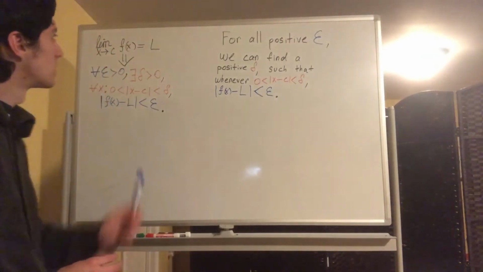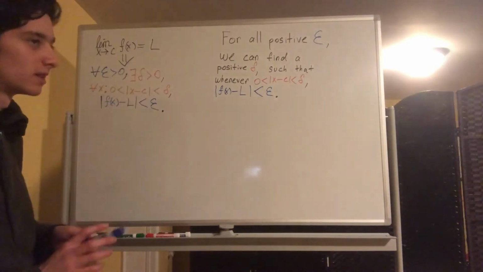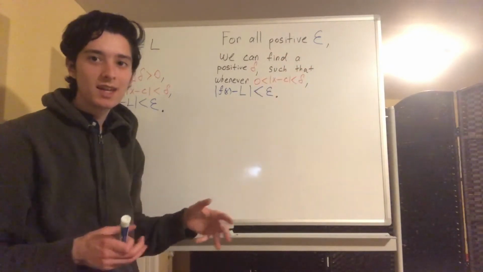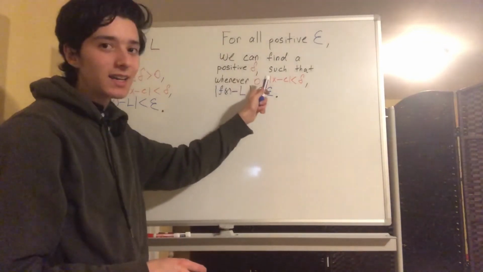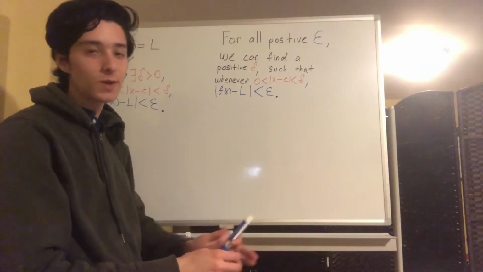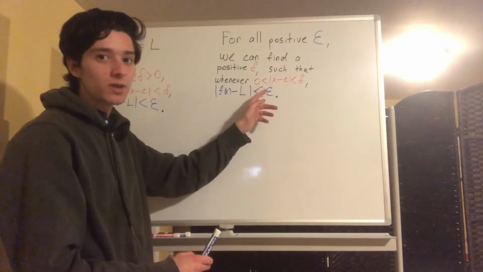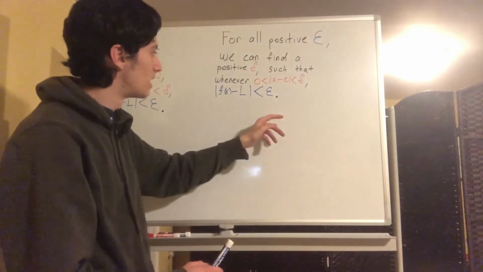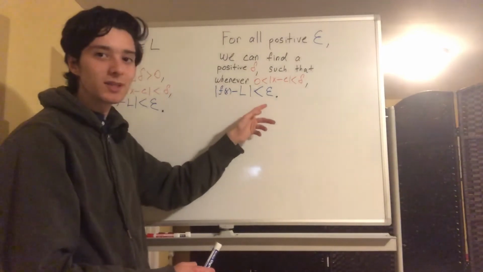So we see that if the limit as x approaches c of f of x equals L, that means that for all positive epsilon, and again, epsilon is a distance, so it makes sense that it would be positive, we can find a positive delta. Delta is also a distance, just in the horizontal direction. Such that whenever 0 is less than the absolute value of x minus c, which is less than delta, the absolute value of f of x minus L is less than epsilon.